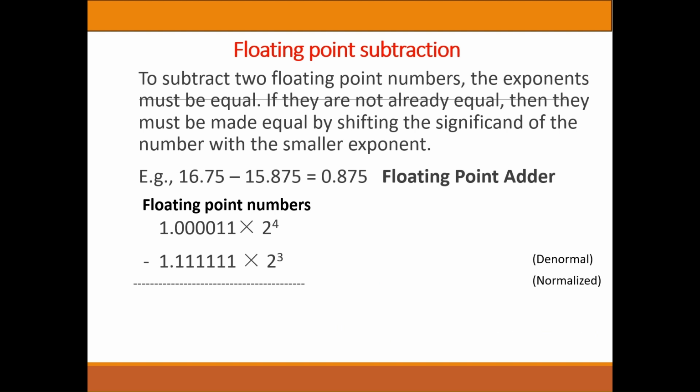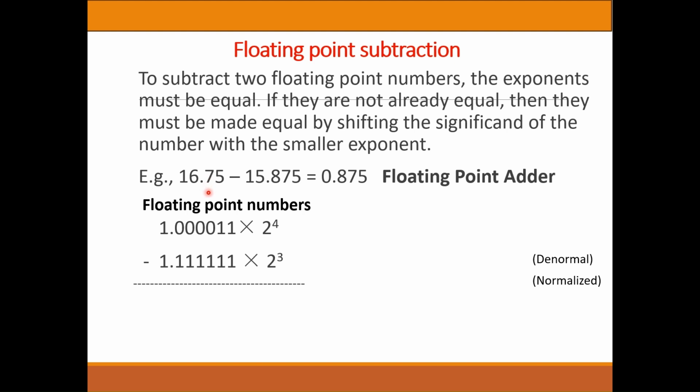This example is for subtraction of two numbers. It is the same as the addition steps that I have gone through. Here also, to subtract two floating point numbers, the exponents must be equal. If they are not already equal, then they must be made equal by shifting the significand of the number with the smaller exponent. In this example, the numbers are 16.75 minus 15.875, and the result is 0.875 in decimal. But we are going to solve it in floating point number representation.